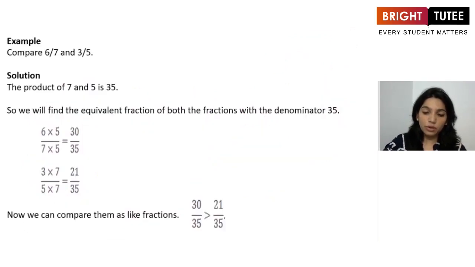I hope we are going to make this even more clear when we discuss some more examples. Look at this example here. It says compare 6 over 7 and 3 over 5.